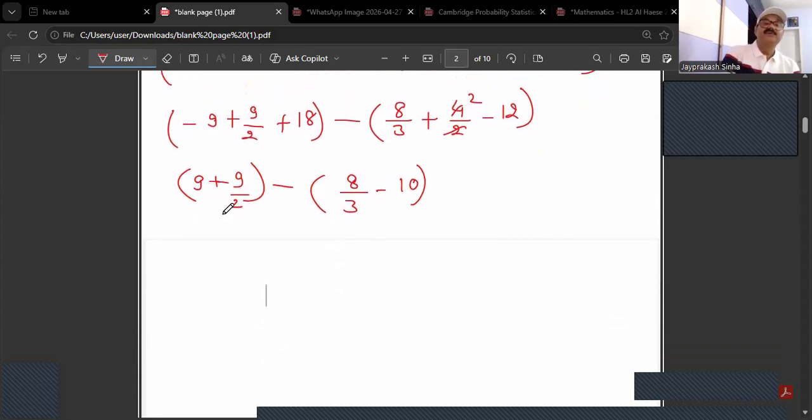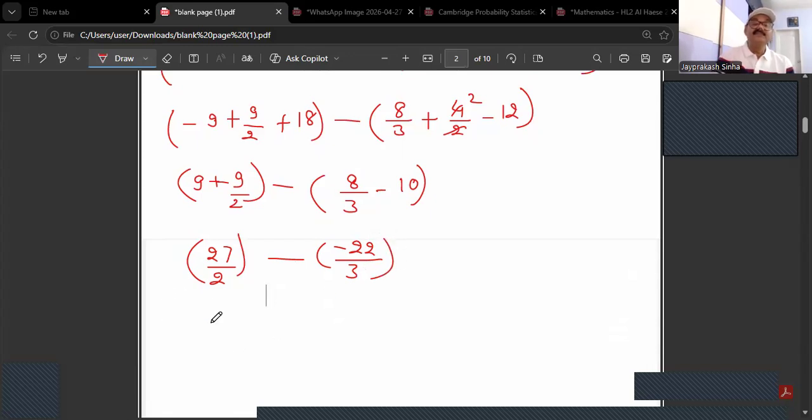Again, we'll solve it. So this will be 9 into 2, 18 plus 9. This will become 27 by 2. Minus 3 into 10, 30. Minus 30 plus 8. So minus 22 upon 3. This will become 27 by 2. Minus minus plus. Plus 22 by 3. When we'll solve it, we'll take the LCM. So LCM of 2 and 3 will be 6.